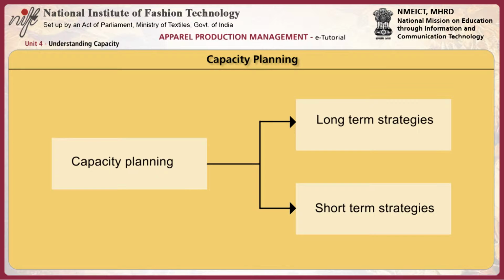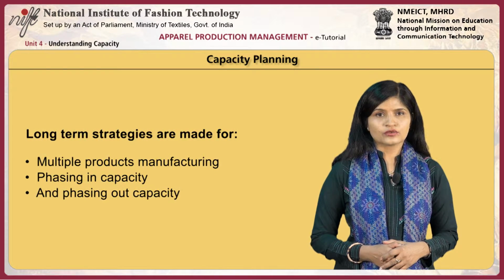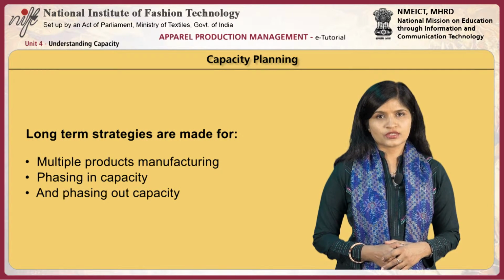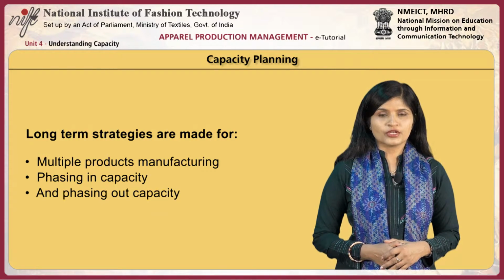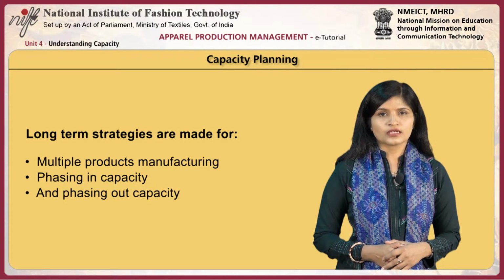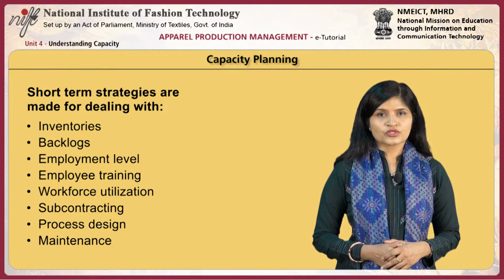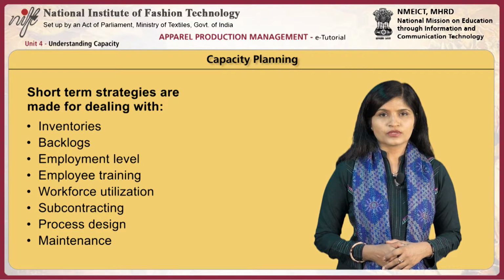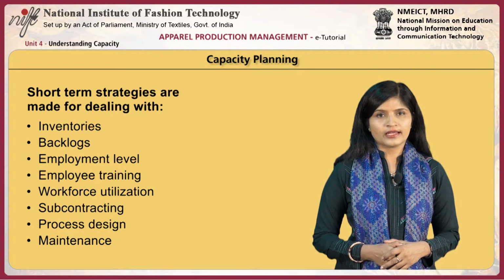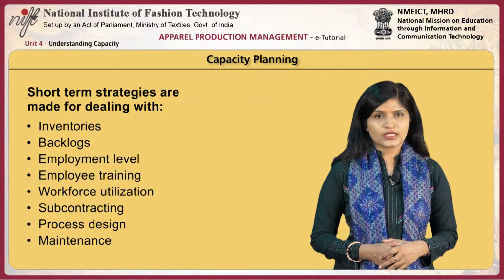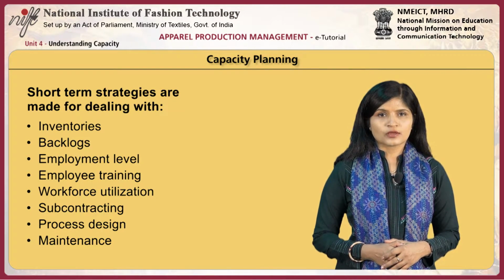Capacity planning is concerned with defining short-term and long-term capacity needs of an organization and determining how these needs will be satisfied. Capacity planning includes long-term strategies and short-term strategies. Long-term strategies are made for multiple product manufacturing, phasing in capacity and phasing out capacity. On the other hand, short-term strategies are made for dealing with inventories, backlog, employment level, hiring and firing, employee training, workforce utilization, subcontracting, process design and for maintenance.